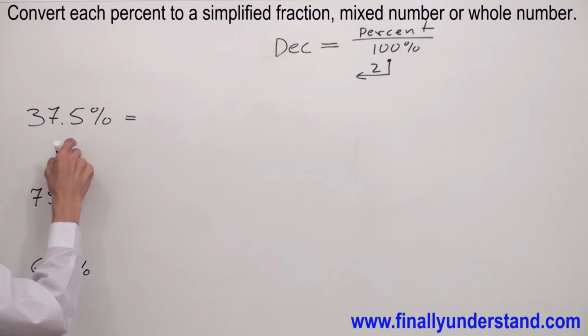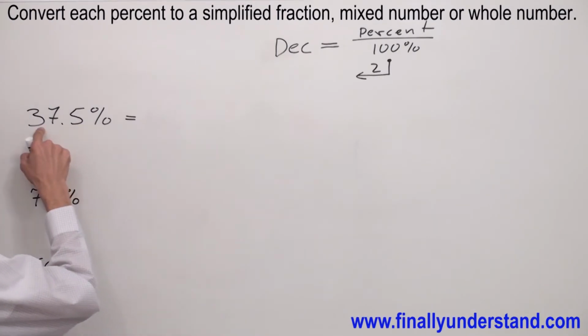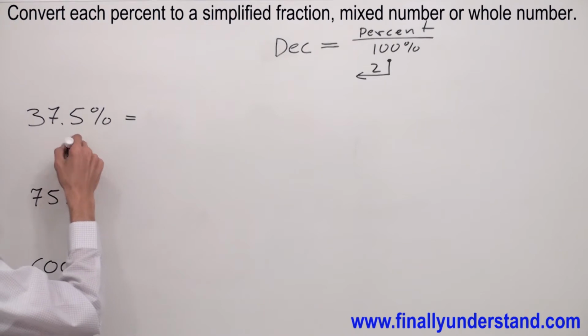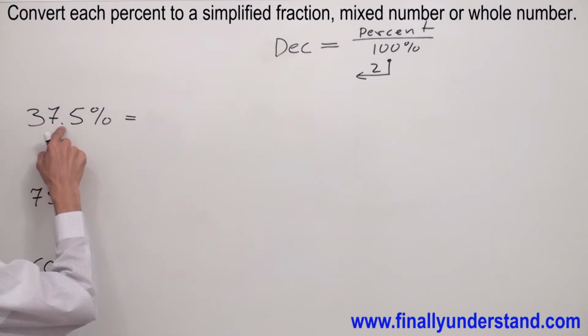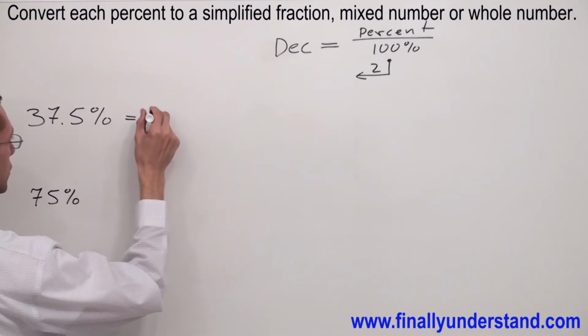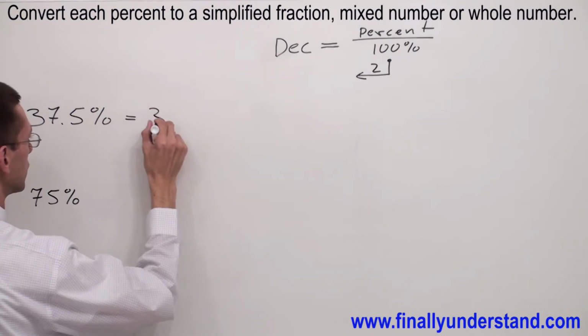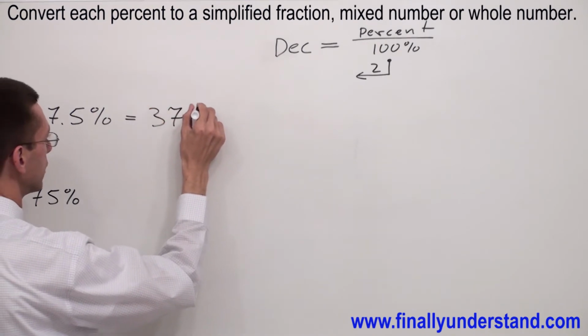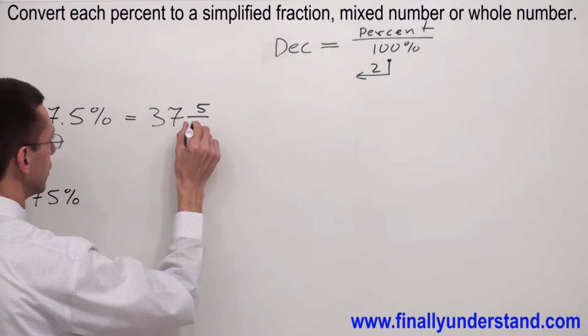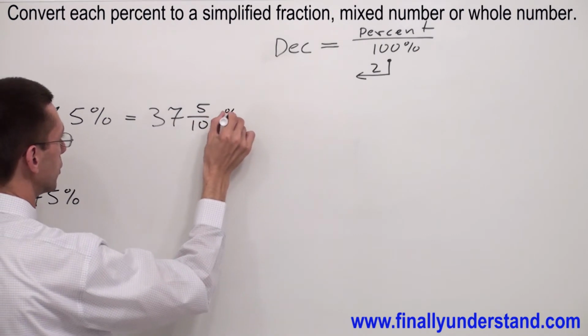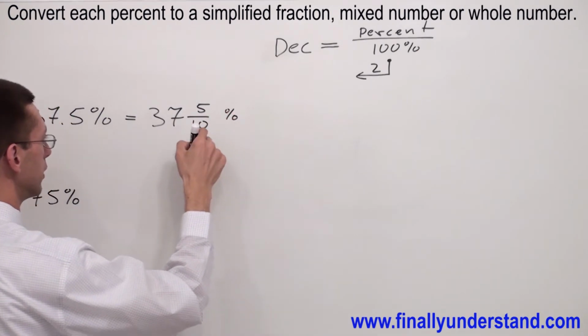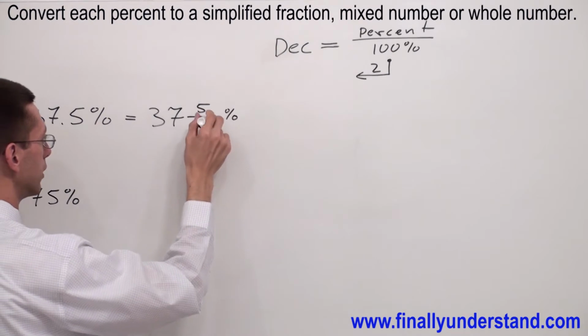Let's take a look at these examples. This time I have 37 and 5/10%, okay? So I'm going to convert this percent to a fraction. This is 37 and 5/10%. Now we can reduce this fraction by 5.